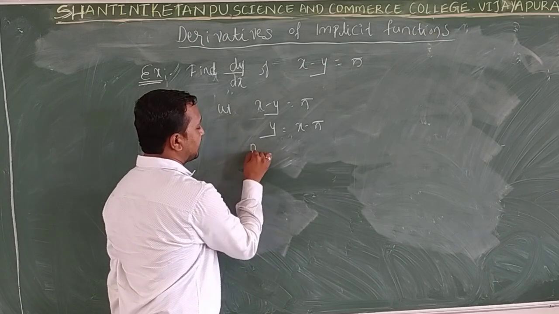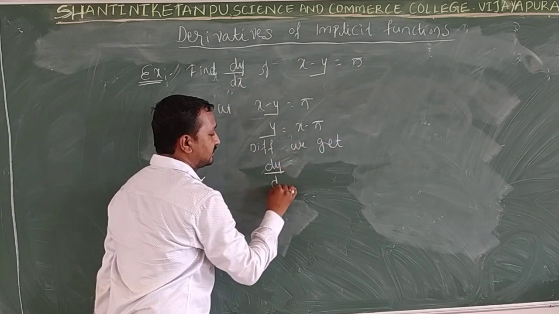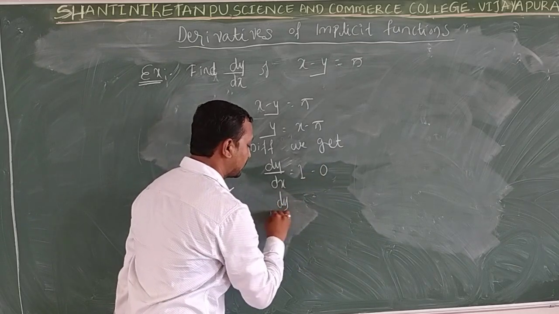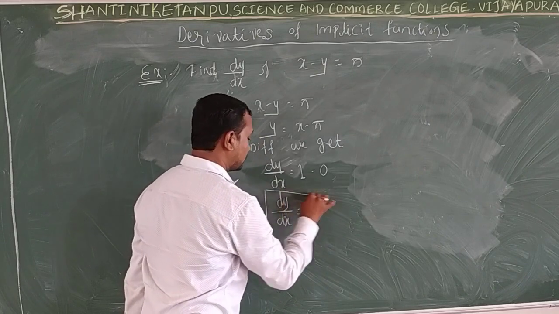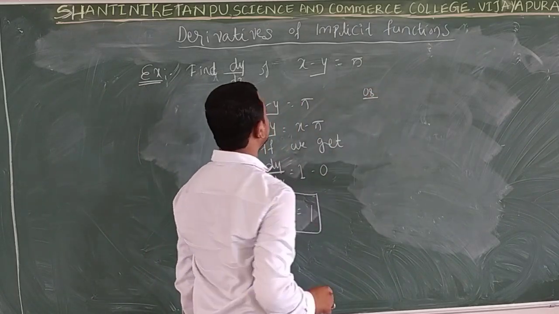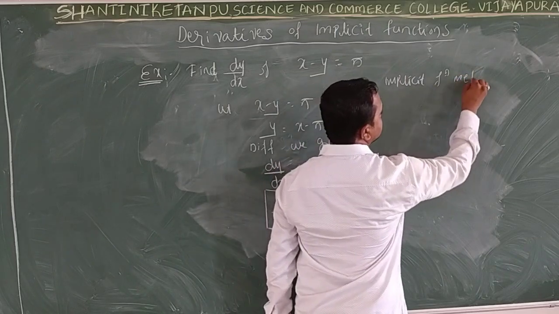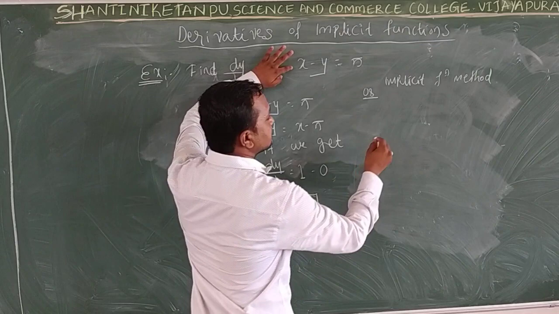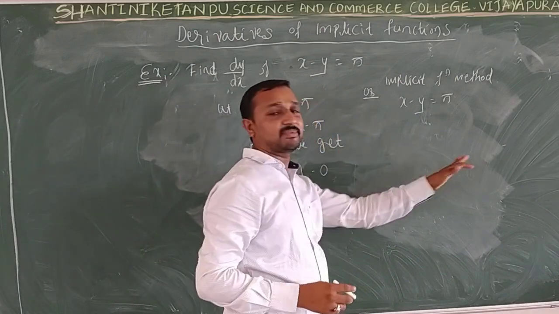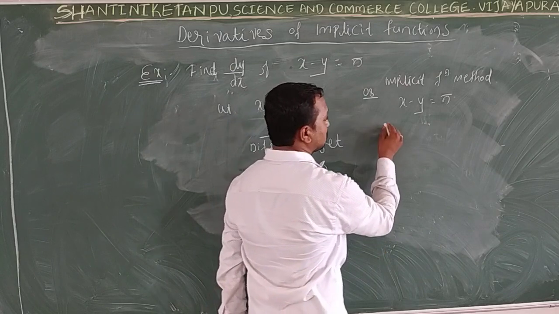Then differentiate this function. We get dy by dx is equal to the derivative of x, which is 1, and the derivative of 5 is 0. The answer is dy by dx is equal to 1. This is your final answer. This is for the explicit function. Or alternatively, what is the implicit function method? That is, x minus y is equal to 5. In this relation, we directly apply the derivative. When differentiating an implicit function, we directly apply the derivative to both sides. So apply the derivative on both sides.